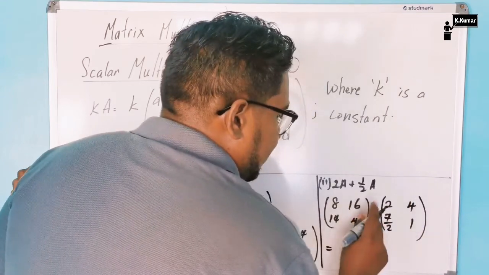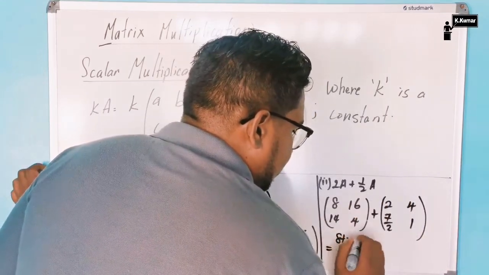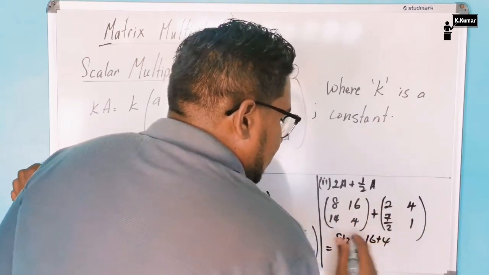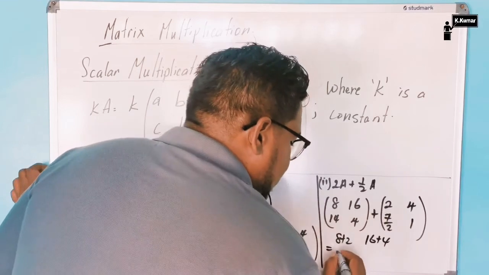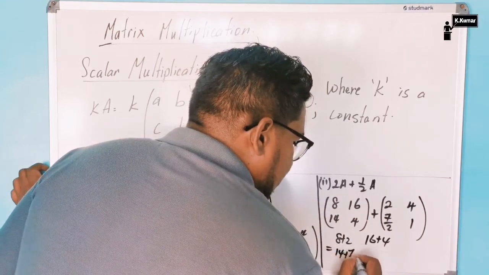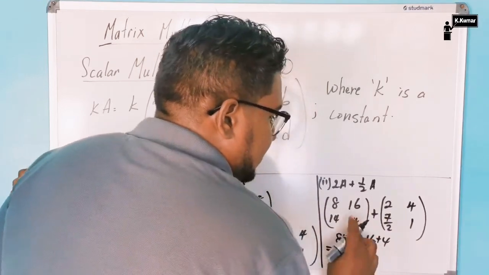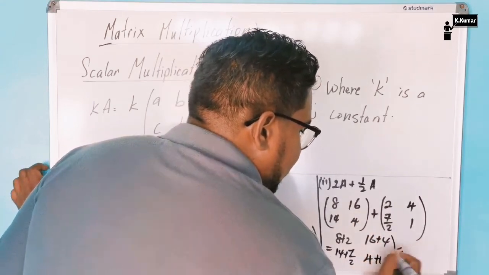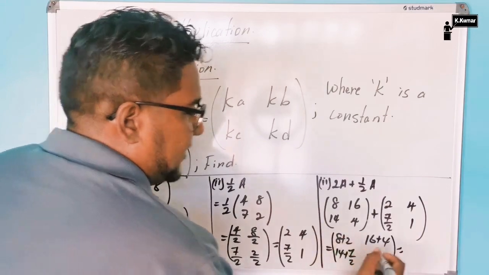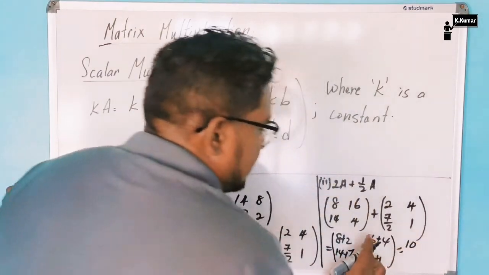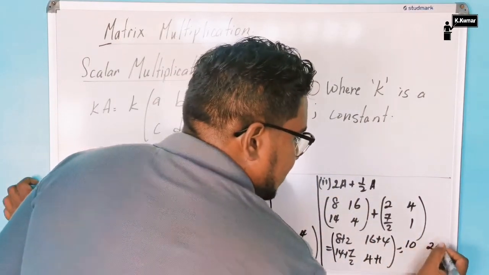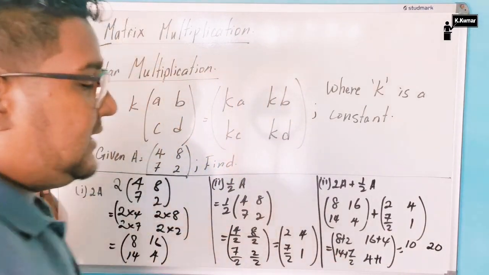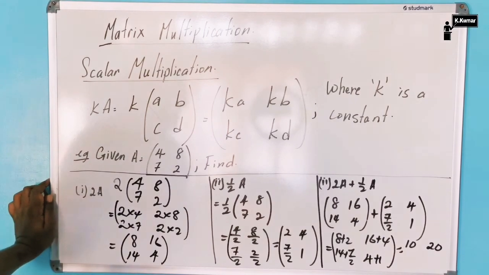Adding them, I would have 8 plus 2, then 16 plus 4, then 14 plus 7 over 2, and then 4 plus 1. This would be equal to 8 plus 2 is 10, 16 plus 4 is 20, and this would be 14 plus 7 halves.